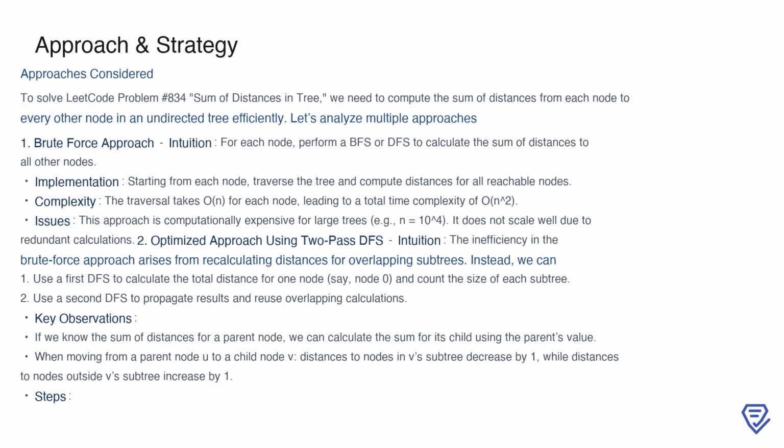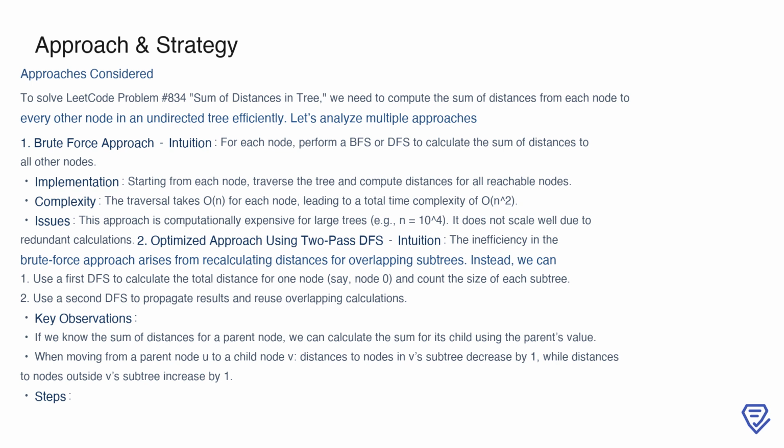To solve the problem, sum of distances in tree, we need to calculate the total distances from each node to every other node in an undirected tree. Let's start by considering a few approaches. First, the brute force approach involves performing a BFS or DFS for each node. The idea here is to compute the sum of distances by traversing the tree starting from every single node. While the implementation is straightforward, the major drawback is its inefficiency.